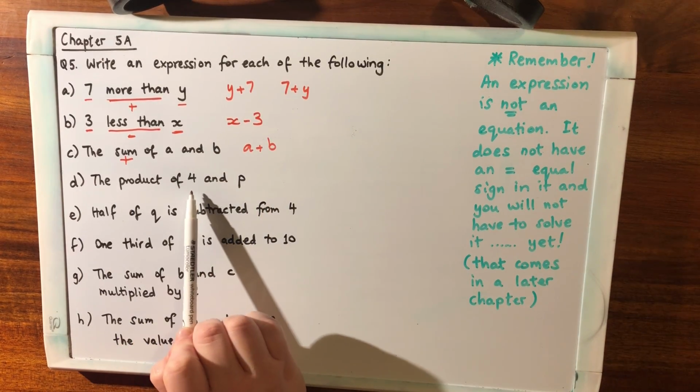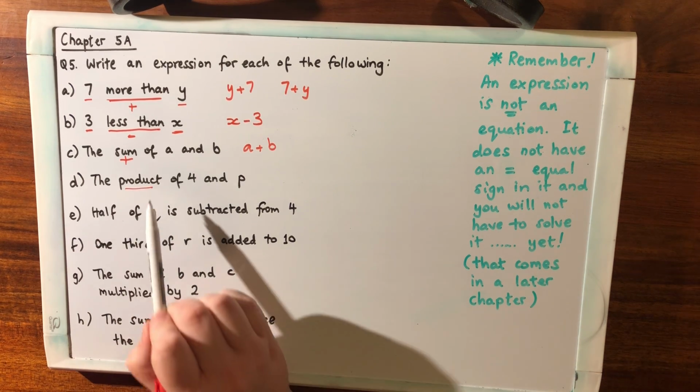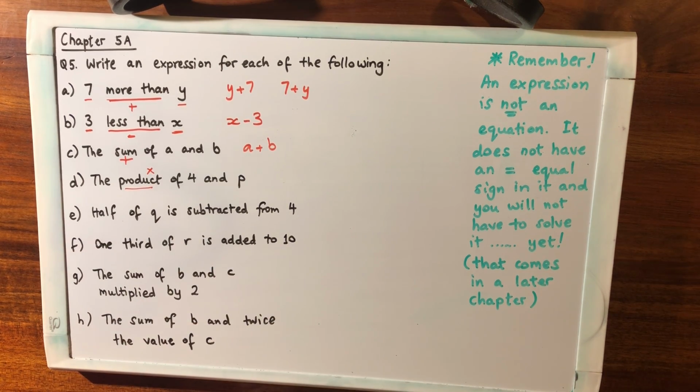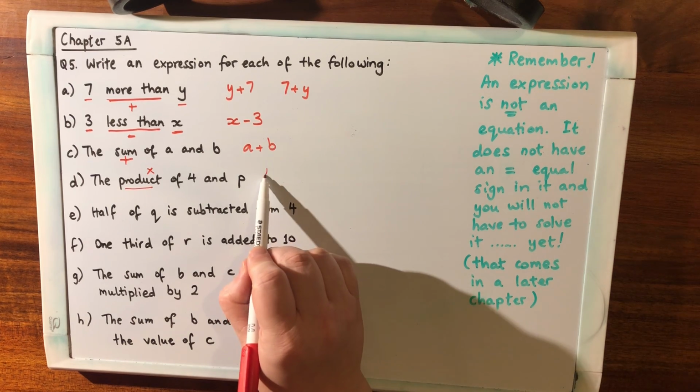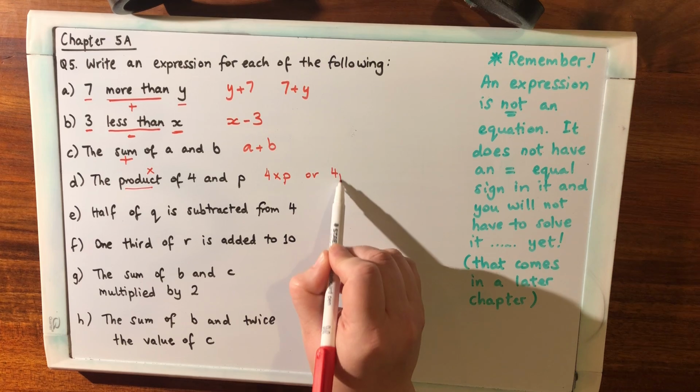D, the product of 4 and P. Product means what? It means multiplication. So the product of 4 and P is 4 times P, or just 4P.